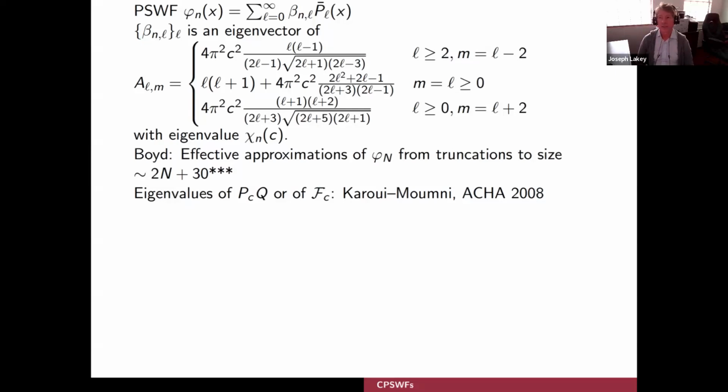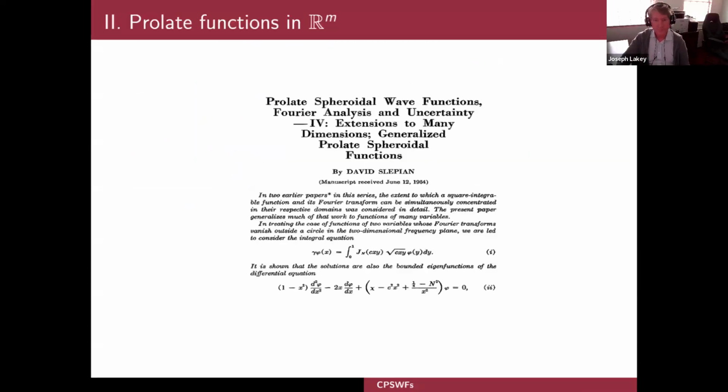You decide how many prolate functions you want to compute, and then you just take the matrix that describes the recursion, and you truncate it once and for all, and then you give some estimates to tell you what the error actually looks like for that truncation. All right, now, so that's part one. Part two is switching to higher dimensions, so R^m.